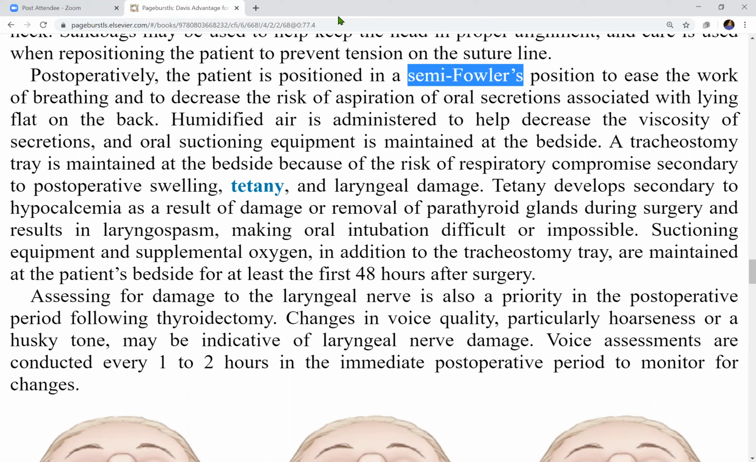So Trousseau is the carpopedal spasm of the hands and wrist when you apply pressure or a tourniquet to the upper arm. The tourniquet there is, of course, the blood pressure cuff, right? And then for the Chvostek, you simply stroke either side of the patient's cheek and you observe for twitching of the mouth and the face.